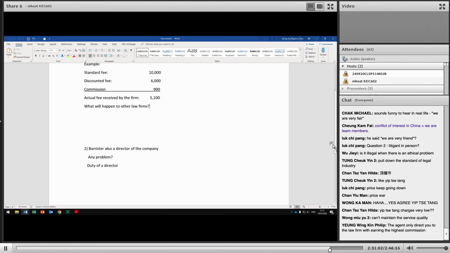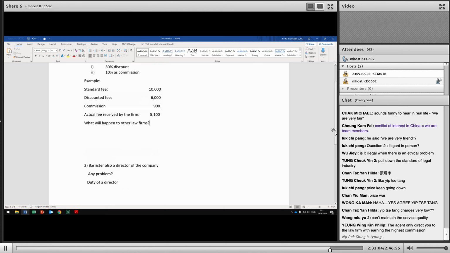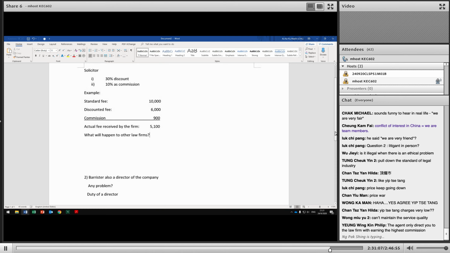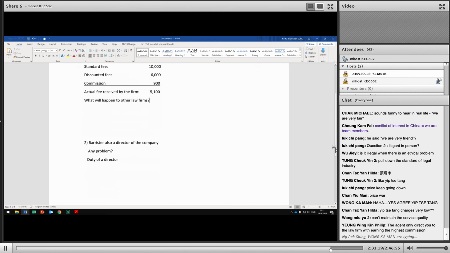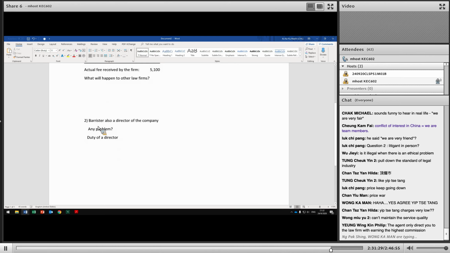Right? So there will be a lot of ethical problems because it will exert some pressure on other law firms. Many law firms are forced to follow suit. If they do not do so, they will lose most of the business. They cannot get any business. So the law firms don't care about the quality, they just undercut the price, so it will adversely affect the quality of the service.